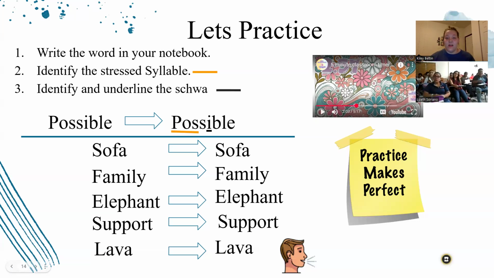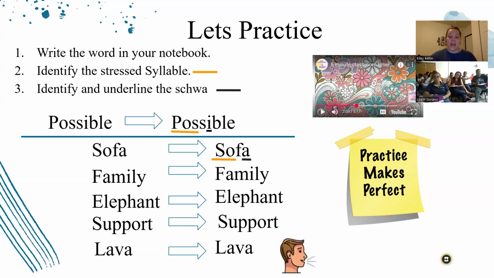So for that first word, it was possible, so we already did that one together. Sorry. So the first word was sofa, sofa. You can say it out loud to your peer, but what did you think that stress syllable was? Yes, exactly. That's so. And then if we know that the so is that stress syllable, what do we think that schwa sound is going to be? Very good job. You guys are doing great.